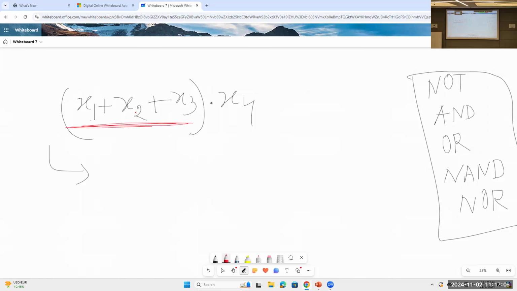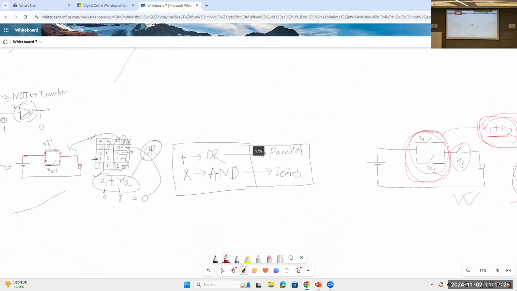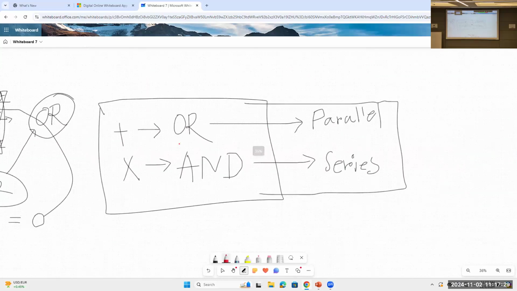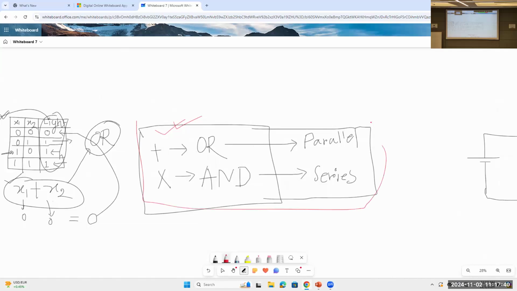So to add, what gate will we need? For the addition operation: AND gate, OR gate, NOT gate, which gate? OR gate, right? Yes. I have told you the summary of the whole class, in the first section of the class where I wrote this. Plus means OR. Addition operation is OR, and multiplication operation is AND. So this is the summary of today's class.